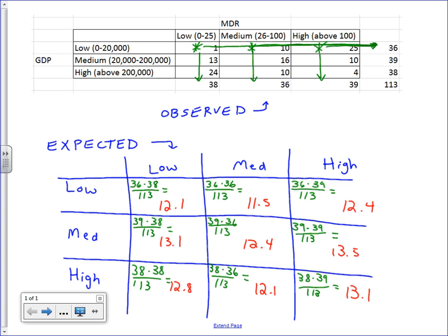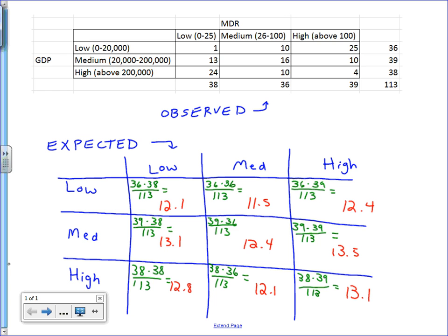So if you look at my data, it's fairly different, particularly in the low GDP and the high GDP category. My values came out to 1, 10, and 25 in the low GDP, when the probability would have predicted them to be 12.1, 11.5, and 12.4. So they're pretty different. Same with the high GDP. So these are the expected values versus the observed values.